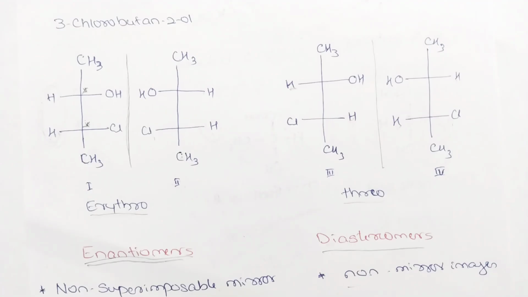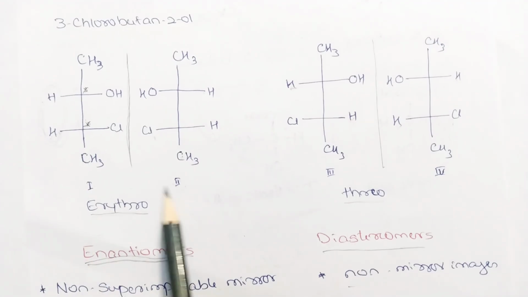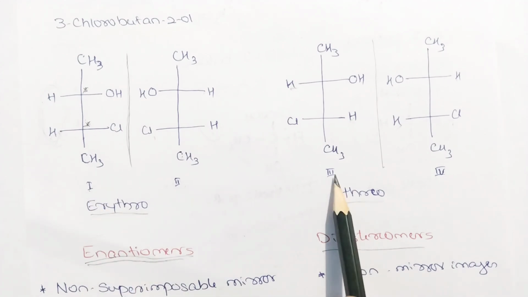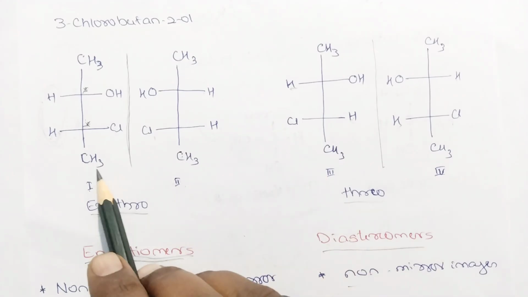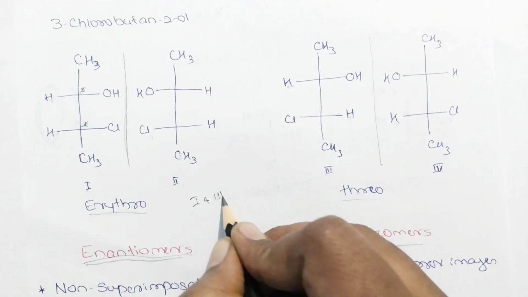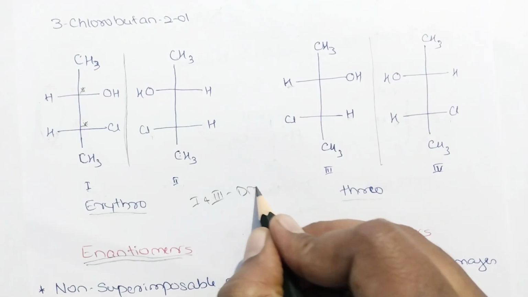Then what about diastereomers? These two are not diastereomers because these are mirror images. But look at 1 and 3. 1 and 3 are non-mirror images. This is not the mirror image of this. Hence 1 and 3 are diastereomers.